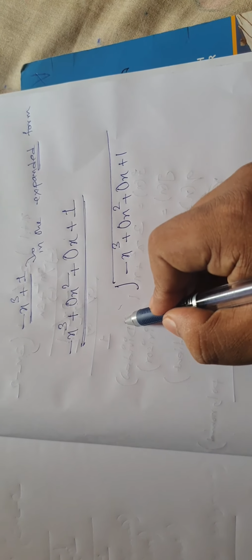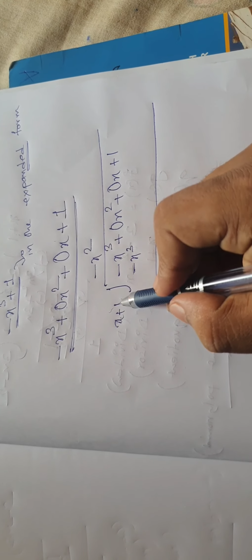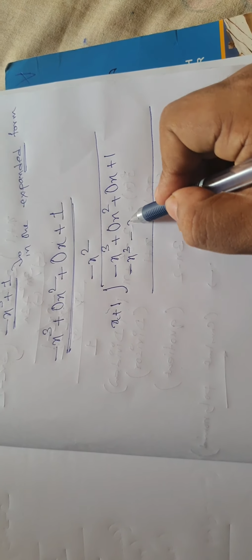Okay, now how to do it? Your g(x) was x plus 1. So you put x plus 1 here. Now x into how much? x into minus x square will give you minus x cube. Definitely, I hope that you understand. And 1 into minus x square will give you minus x square. Now my opposite sign is plus and the opposite sign is plus. So plus minus cancel. So plus x square will come down.